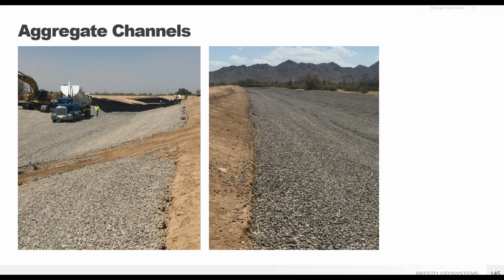The advantage to GeoWeb aggregate channels is construction equipment can drive on the GeoWeb areas immediately after infilling. This is allowing the GeoWeb channel to be used as an access road for construction, as you see in the photo on the left.